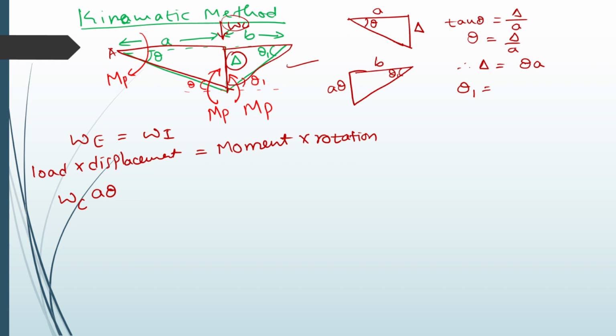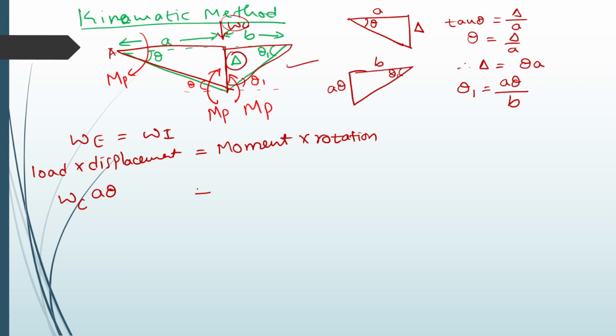So tan theta 1, or theta 1, equals opposite, which is a theta, divided by adjacent side, which is b. So theta 1 is equal to a theta by b. Okay, this is the value.